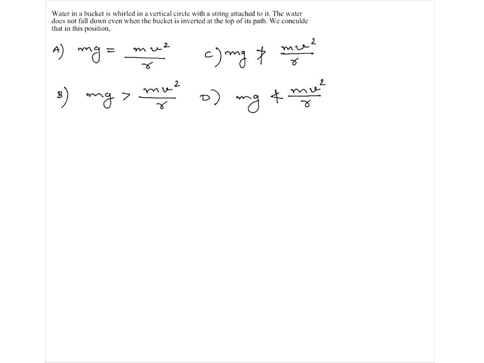This symbol means not greater than. This means not less than. Only one option is correct. I have put up the four options for you. A, B, C, D, you can see. They must have appeared here on this line.